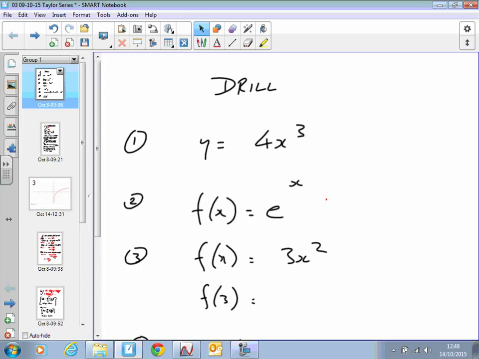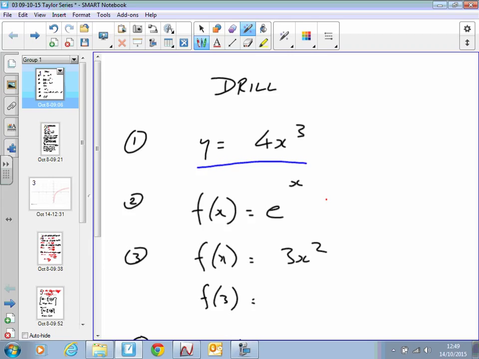Drill for a session on Taylor and Maclaurin series, just to cement a few ideas before we start talking about it. So I'll run through the questions and then pause the video, you have a go and then look at the solutions. So number 1, differentiate y equals 4x cubed.